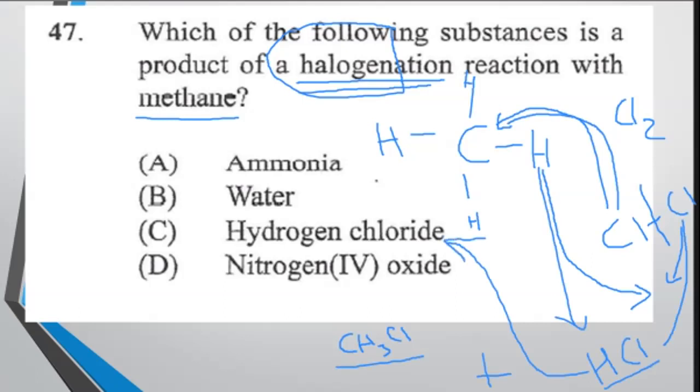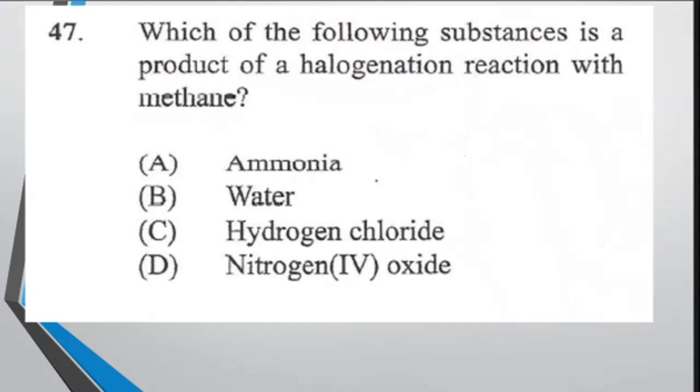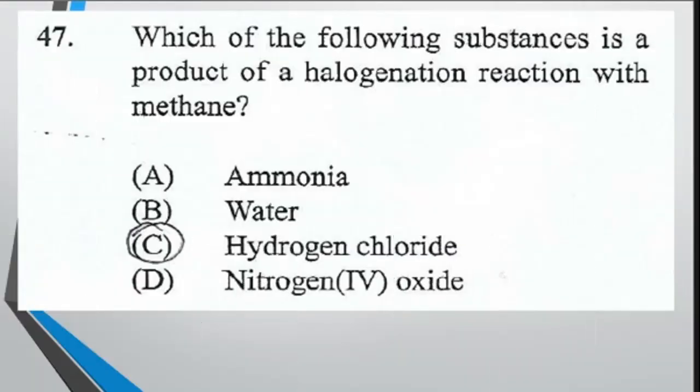So my answer to this question is C as in cat. Hydrogen chloride is a product of a halogen reaction. All right, C as in cat is our answer.